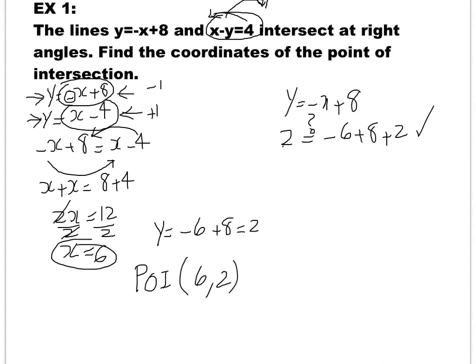Now try the POI in the second equation. The second equation says y is equal to x minus 4. So again, y, question mark, x is 6 minus 4, which is going to give me 2, so 2 is equal to 2, so everything is set.